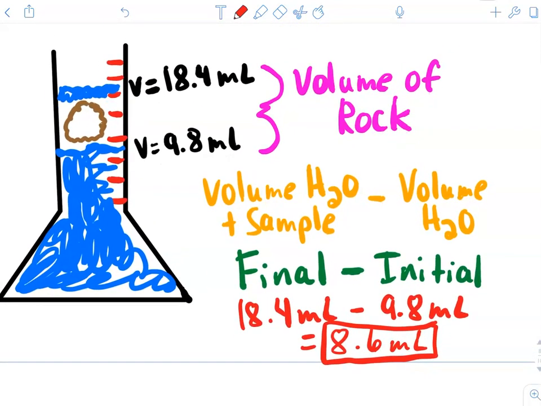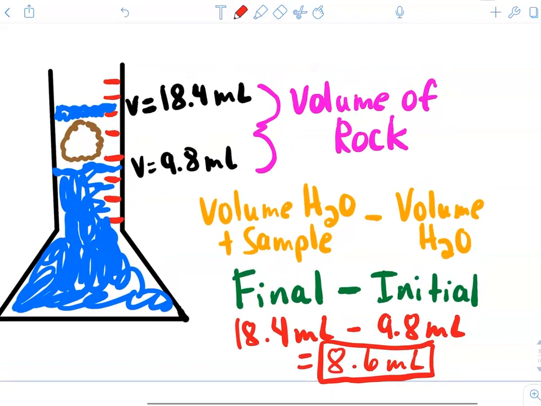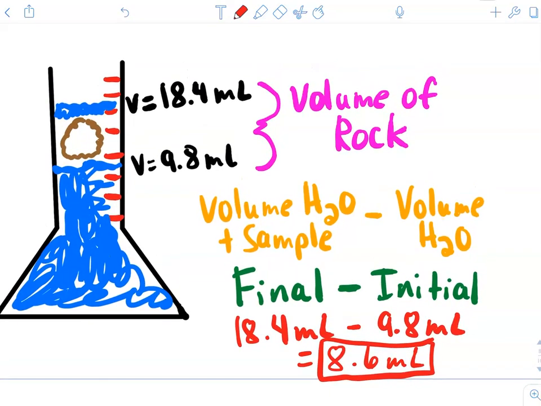And again, the biggest thing that you need to know for this is that you're going to have your water already in your graduated cylinder. You're going to put some object into the water. Your water level rises. So to figure out whatever the volume of that object is, you take your final water reading minus your initial water reading. And that is it for our density notes.